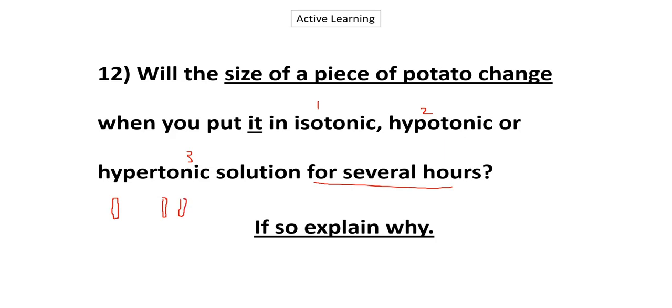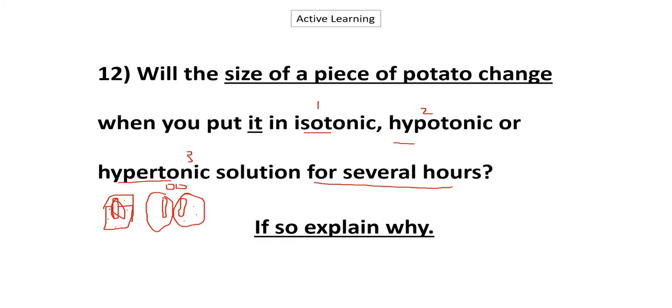And potato is a living organism, so it's made up of cells. And you put it in different solutions. Yes, you put your potato inside of the different solutions in the water. We have 3 different solutions in here. So one solution will be isotonic, the other hypotonic, and the third hypertonic. And you put this little piece of potato in for several hours.